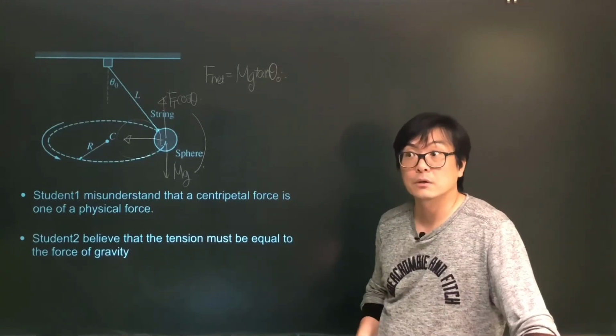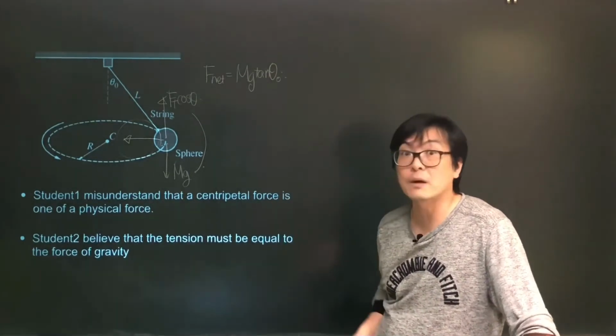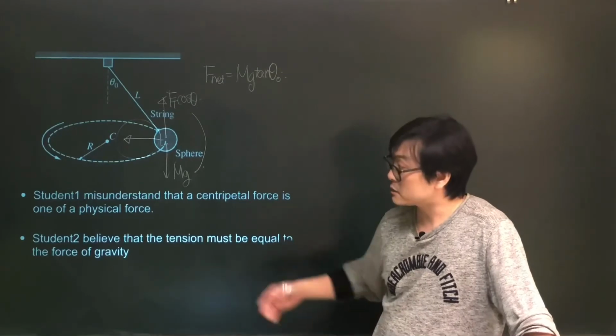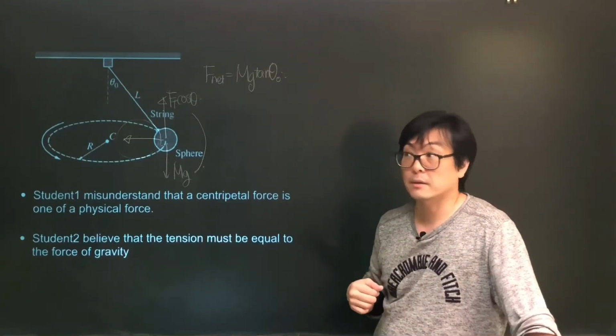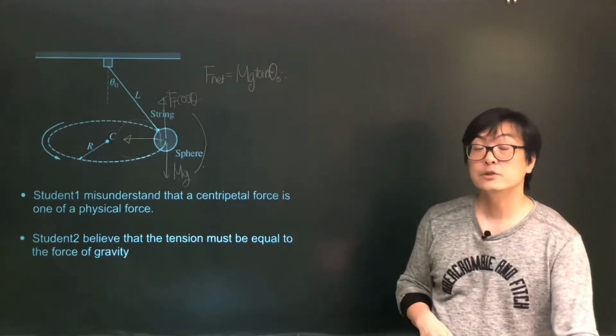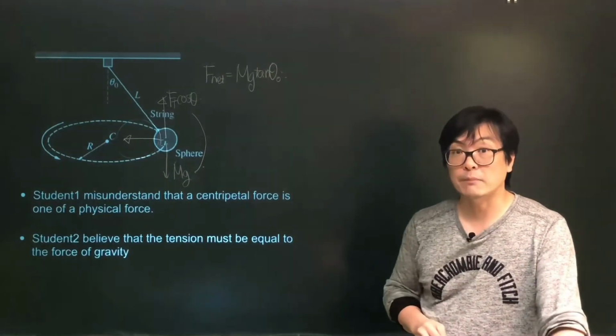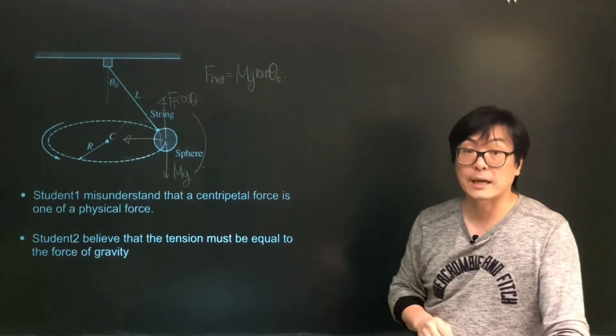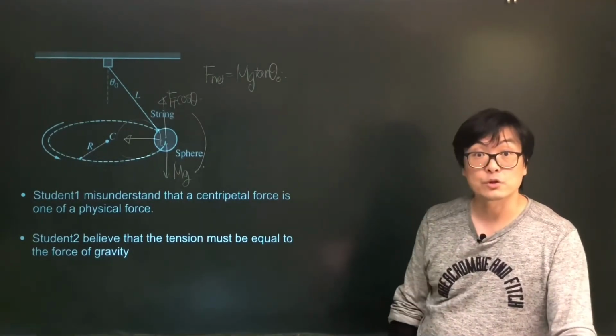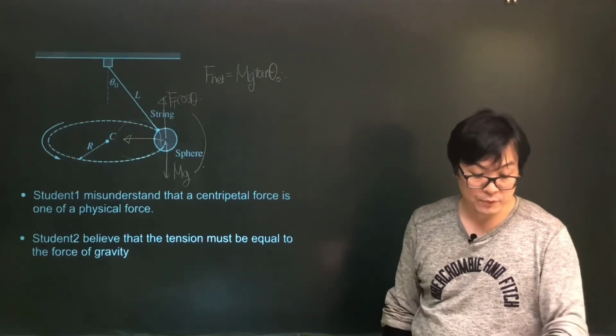Like those students who believe the normal force is always mg, this student believes the tension is always equal to mg. But for this case, tension is not necessarily equal to mg; the vertical component of the tension is balanced with mg. That's the part about student 2. So how can we answer for that?